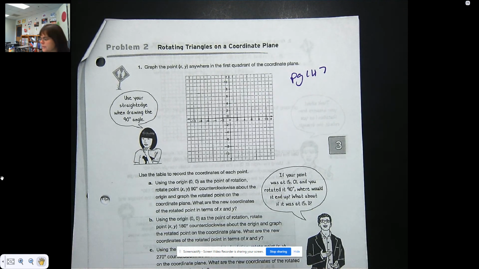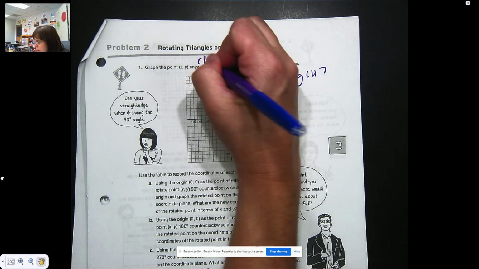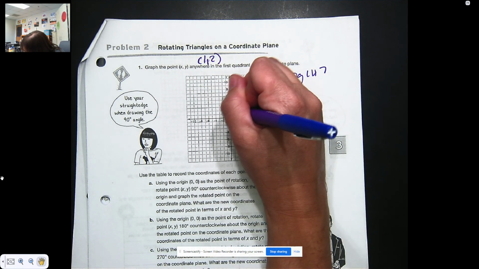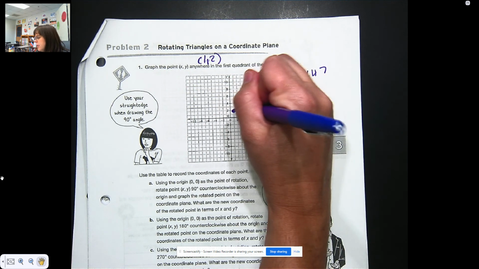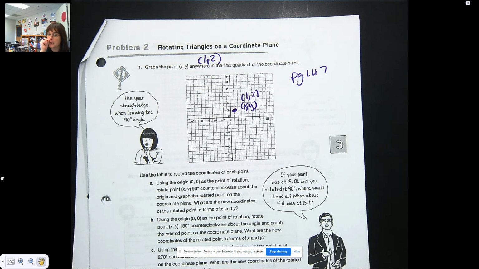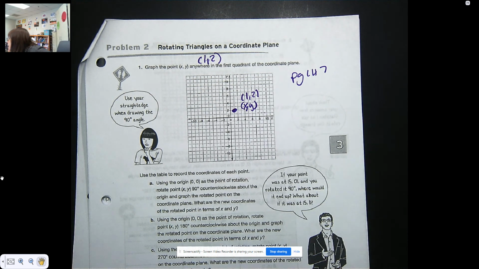I'm just going to say, let's just graph the coordinate 1, 2 as our starting value. So I'm going to come over and go over 1, up 2. Now that's my original coordinate. So I'm going to put x, y, and I'm also going to put 1, 2. Now I'm going to use my patty paper that we talked about to move this shape around. I'm going to get my Sharpie out and trace it so we can see what's going on here.